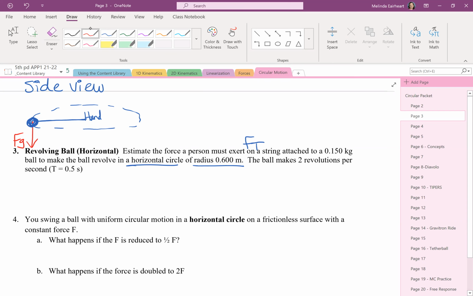Tension. And if it's a horizontal circle, then the tension is actually going to act what direction at this point? Horizontally, center seeking. If the ball's on the left side, tension's going to pull it to the right in that moment. And so FT.